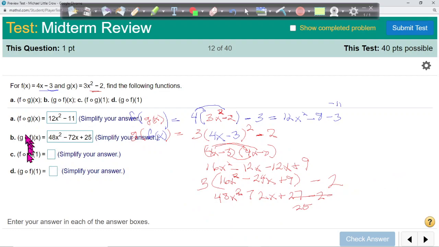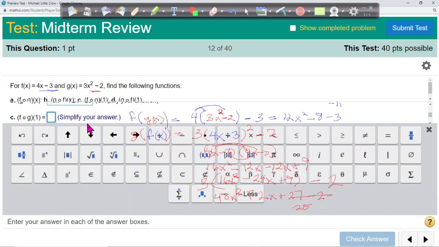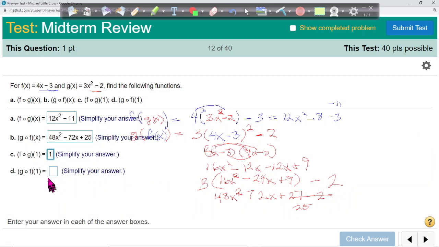And then f of g of 1, so we come back up here. So the simplifying part is kind of cool, because now we just plug in 1 for x. 1 squared is 1. 1 times 12 is 12. 12 minus 11 is 1. Okay, so we can do that part. And actually, we plug in 1 for x into our g composite f of x. So we get 48 minus 72 plus 25.